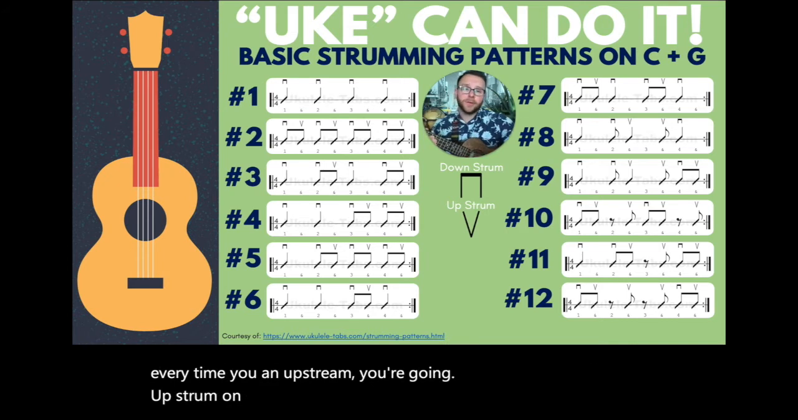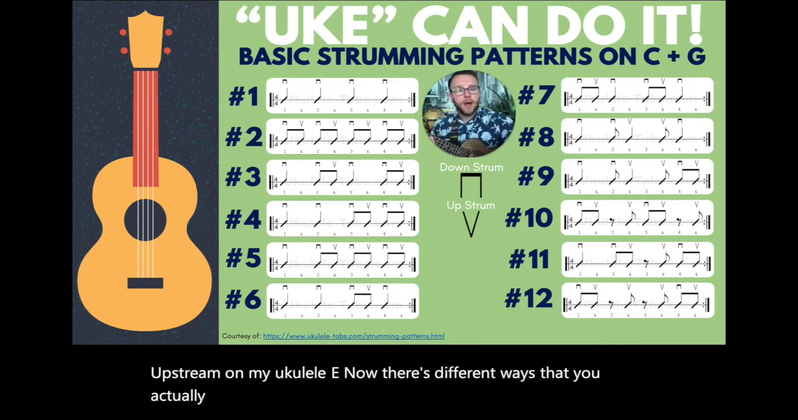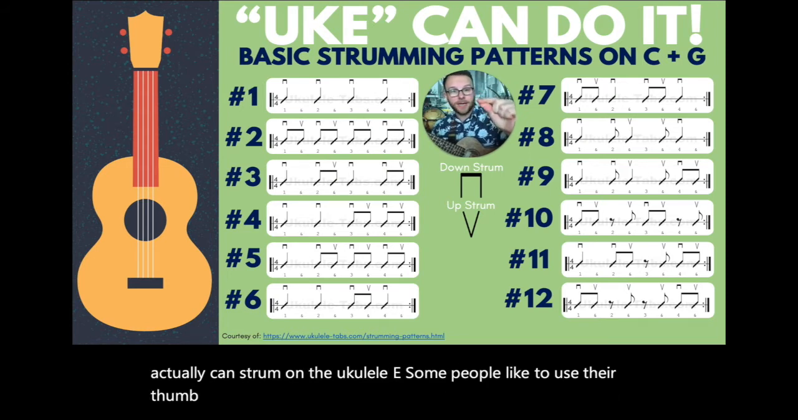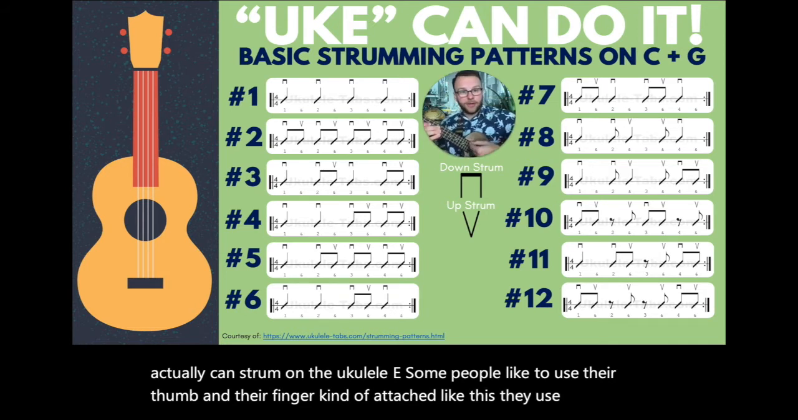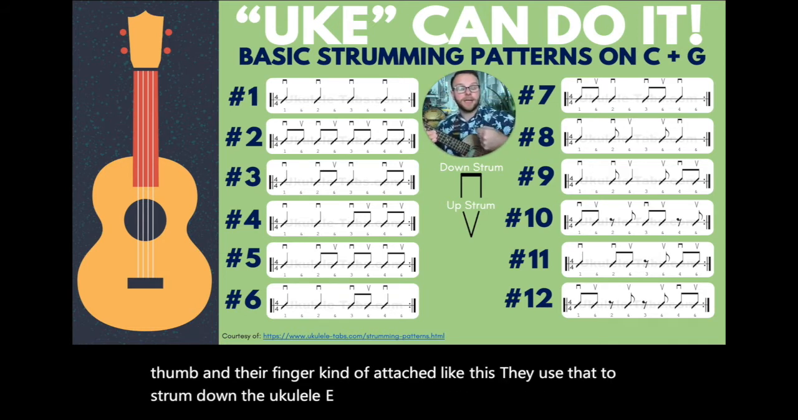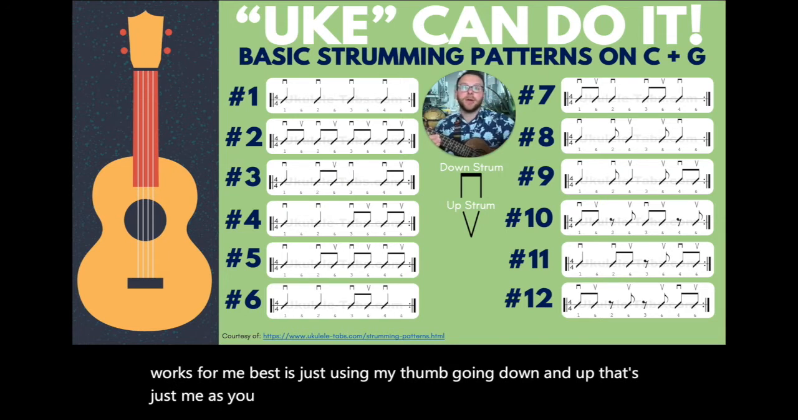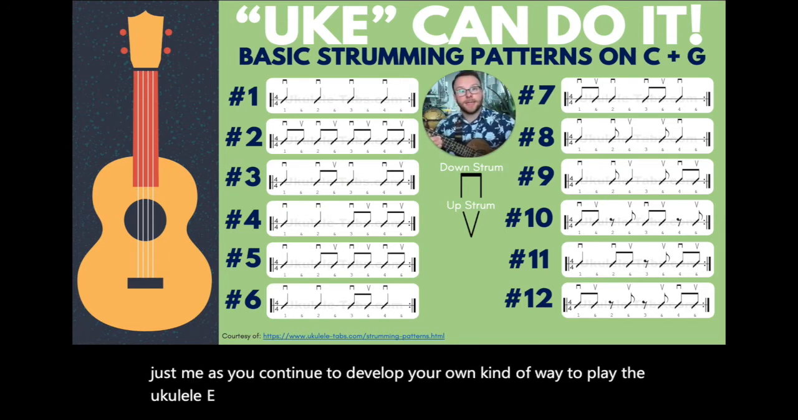Now, there's different ways that you actually can strum on the ukulele. Some people like to use their thumb and their finger kind of attached like this. They use that to strum down the ukulele and strum up the ukulele. For me, what works best is just using my thumb going down and up. That's just me. As you continue to develop your own way to play the ukulele, there are different ways to do it, and it's up to you to decide what ultimately works best for you.